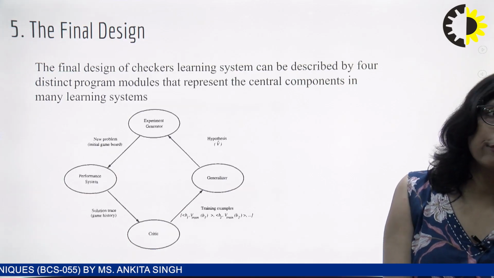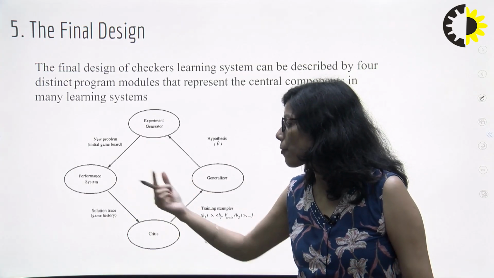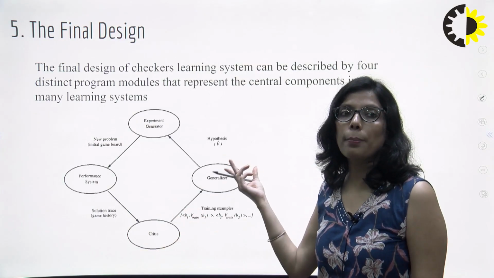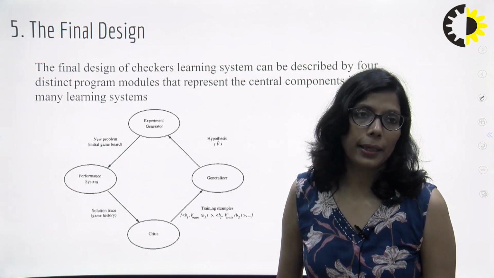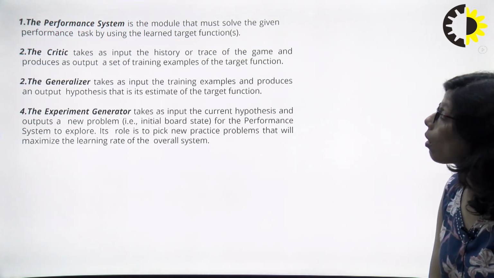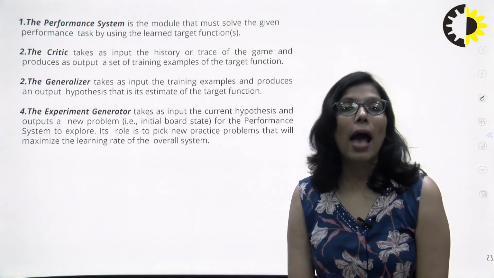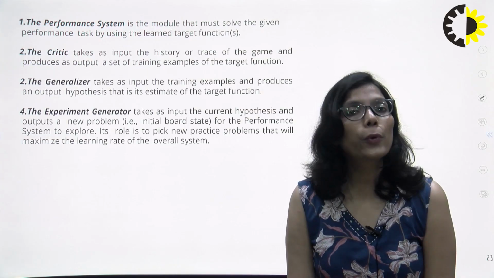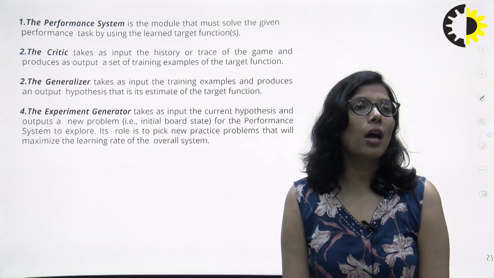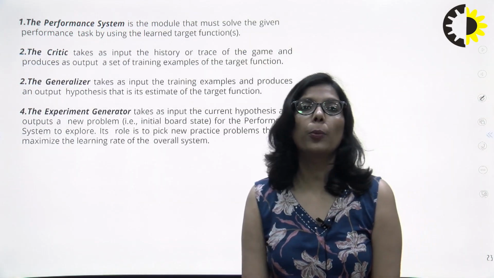Now at the end we'll have this final design. We will have the experiment generator, which will create the new problem. We will have the performance system, which will actually play the game. Then we have the critic, which will be using training examples from the generalizer to give you the rating. Now, the performance system is the module that must solve the given performance task by using the learned target function. The critic will try to improve your program. The generalizer takes the training examples as input and produces an output hypothesis, whereas the experiment generator will take the current hypothesis as input and output the new problem.